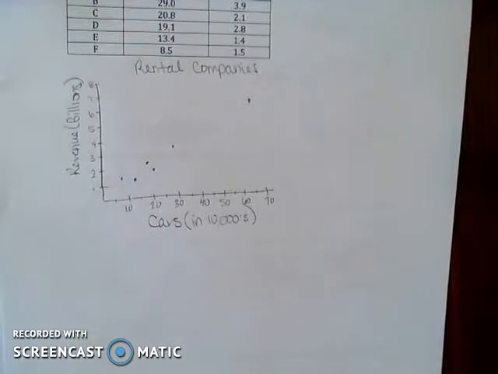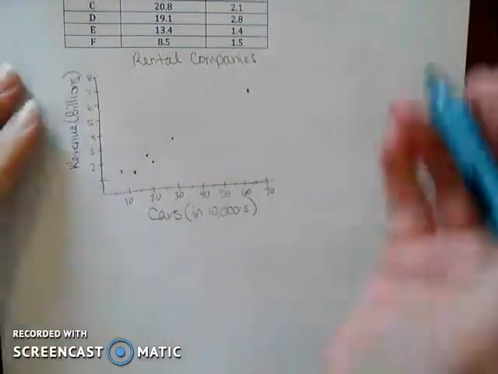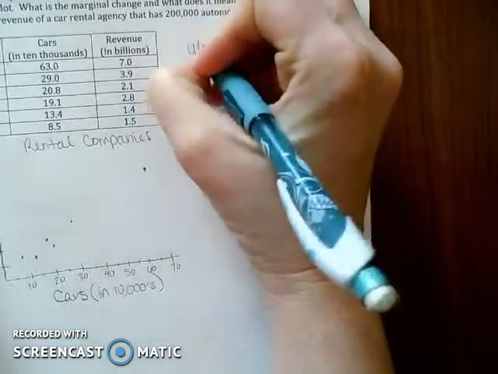All right. So now we want the equation of the regression line. So again, that's your y prime equals ax plus b. I'll write that over here.